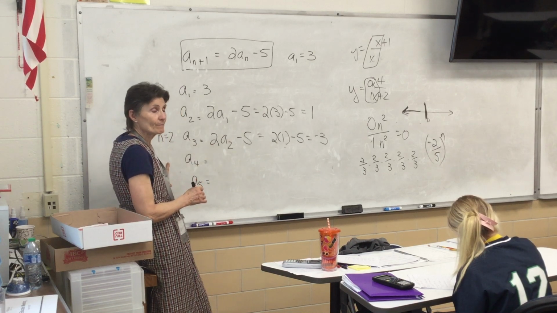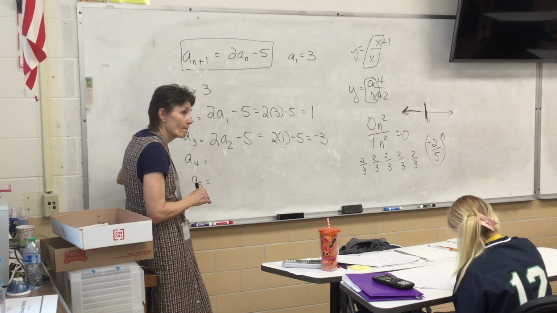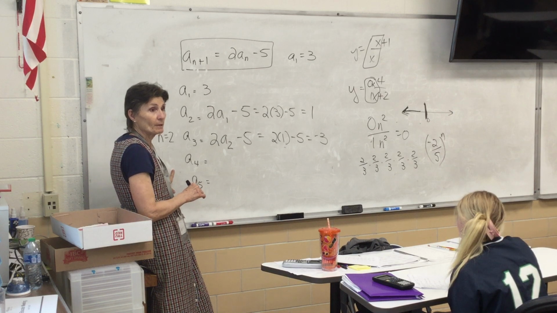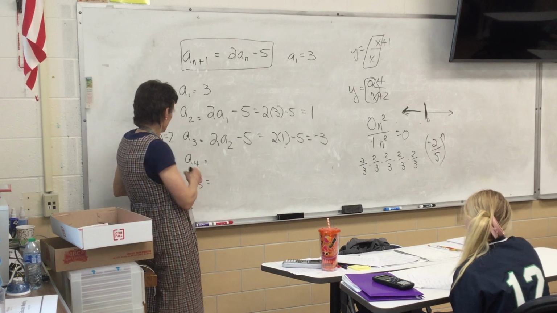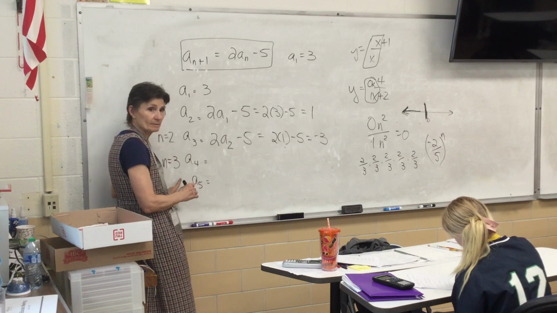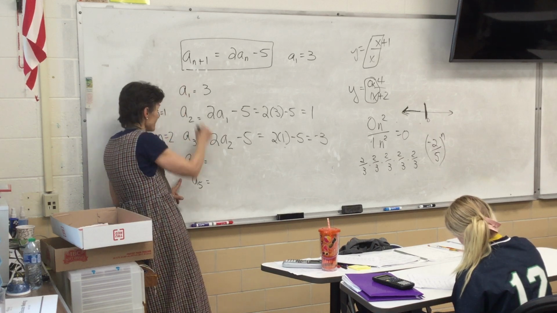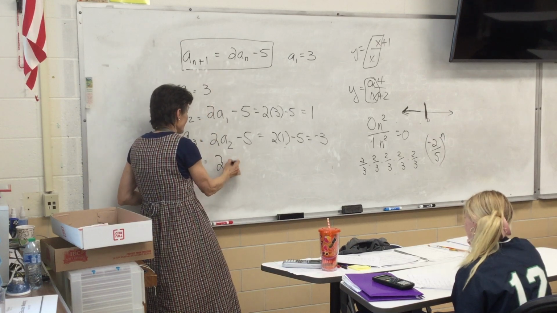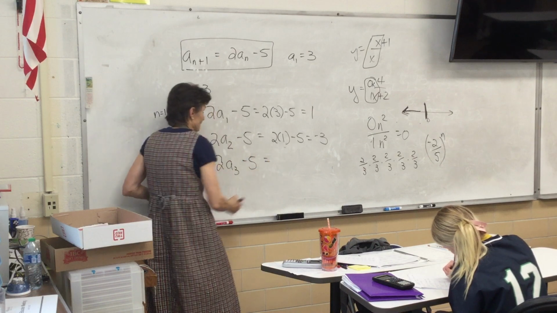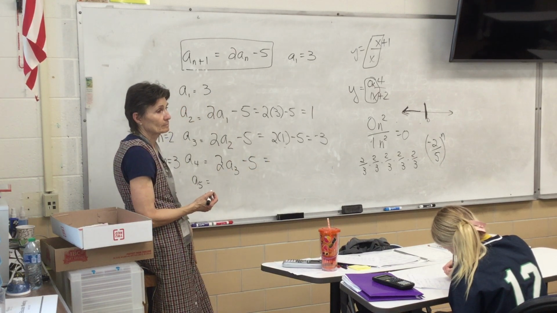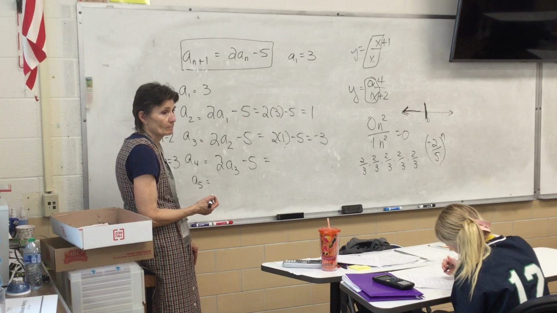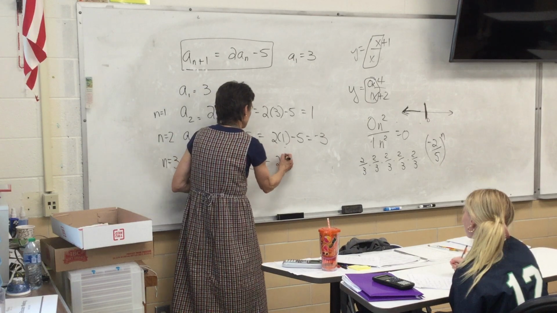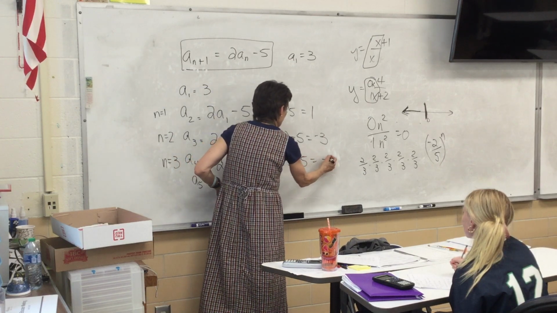Now what do you think I'm going to do? I'm going to let n be 3. Because if I let n be 3, my formula says a sub 4 equals 2a sub 3 minus 5. But I know already that a sub 3 is negative 3. So I got negative 11.